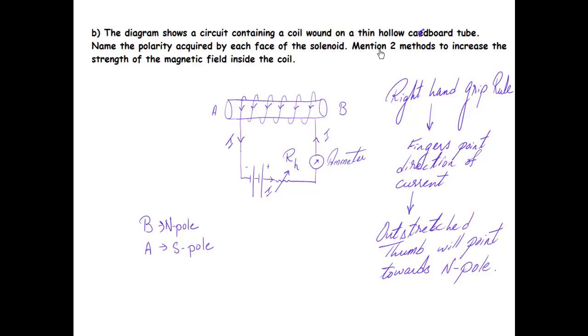Also, the question is asking, mention two methods to increase the strength of the magnetic field inside the coil. Now, two simple methods of increasing the magnetic field inside the coil: number one, to increase the strength of current. So, we can increase the strength of current by decreasing the resistance of the rheostat out here.